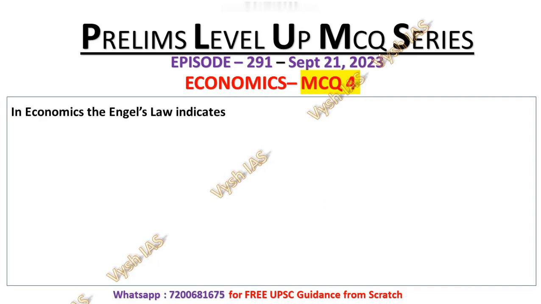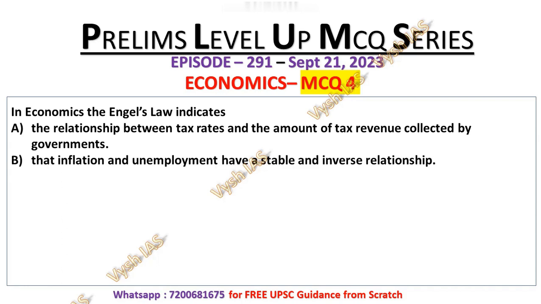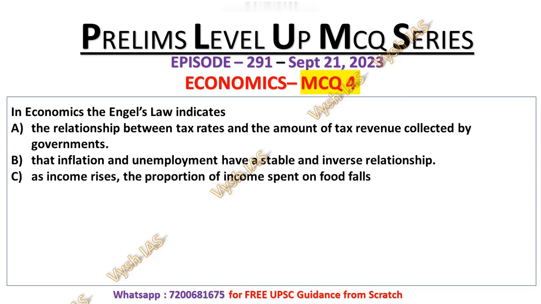MCQ number 4. In economics, Engel's law indicates what? A. The relationship between tax rate and the amount of tax revenue collected by the government. B. That inflation and unemployment have a stable and inverse relationship. C. As income rises, the proportion of income spent on food falls. D. Distribution of income or wealth within a population. So I will give you 10 seconds. Try to answer this question.